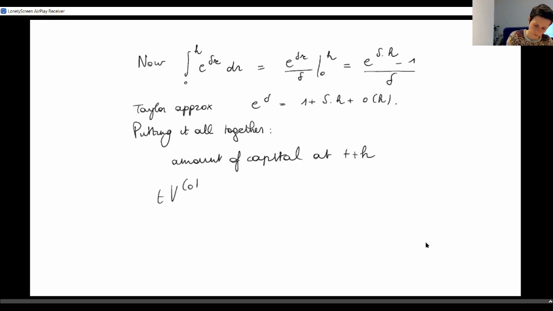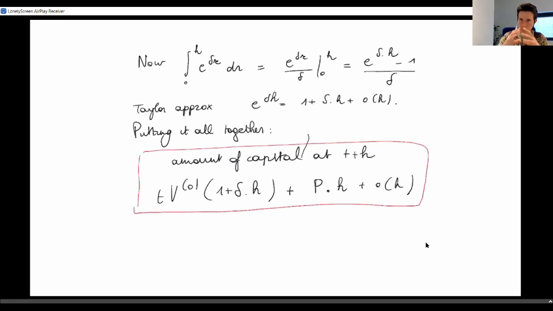So it's tV0 multiplied with 1 plus delta times h plus p times, and then I'm going to use this expression, but I'm going to replace the e to the power. This should be delta times h, right? Voila. So I'm going to use this and plug it into the expression over here, such that I can simplify this to p times h plus little o of h. That's the amount of capital that I'm holding at time t plus h.